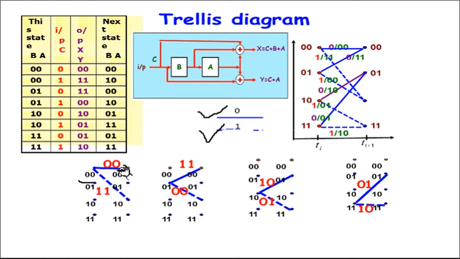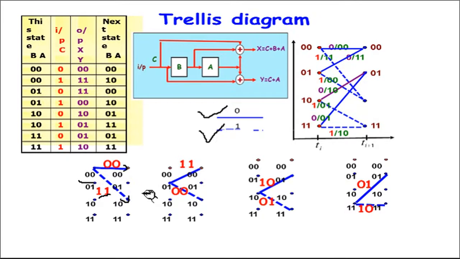And these red color bits are nothing but the output bits. A continuous line indicates input bit 0, discontinuous for input bit 1. For 0 0, when the input bit is 1, the output will be 1 1. That is what is specified over here. And the next state will be 1 0. So that's why from 0 0 to 1 0 this is the line we have drawn. This line is the discontinuous line.